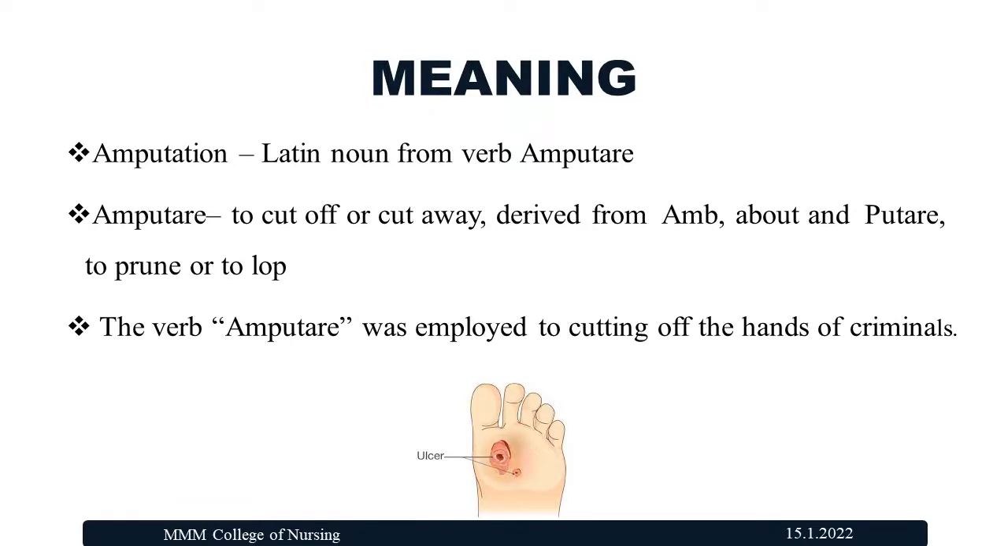Meaning: amputation comes from the Latin amputare, meaning to cut off, cut away, derived from amb, about, and putare, to prune or lop. The verb amputare was used to describe cutting off the hands of criminals.